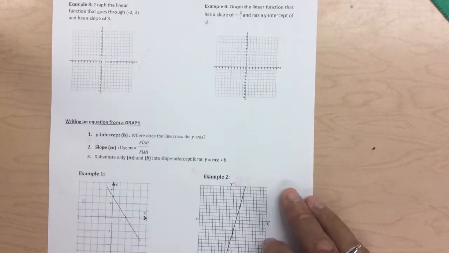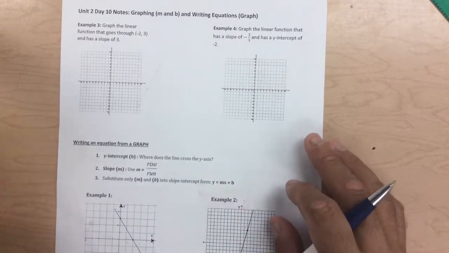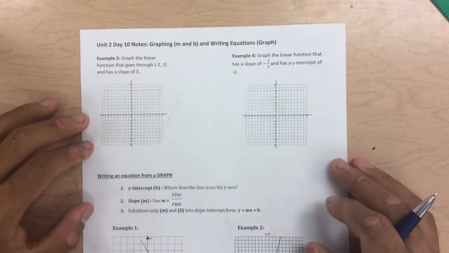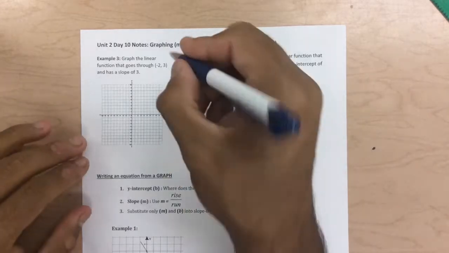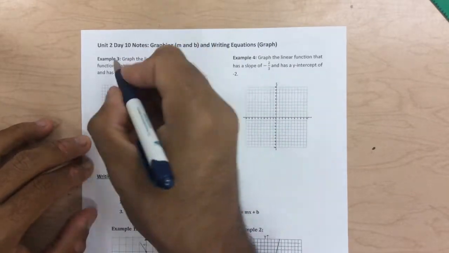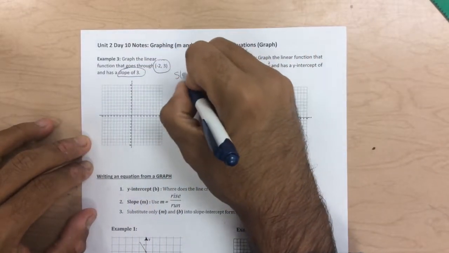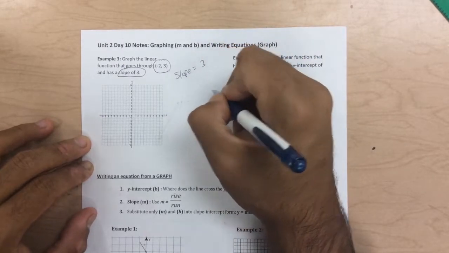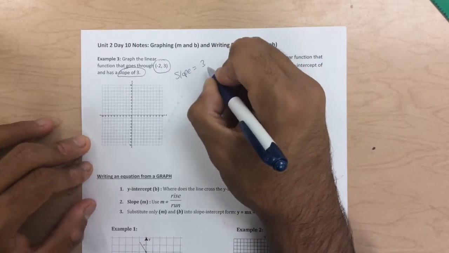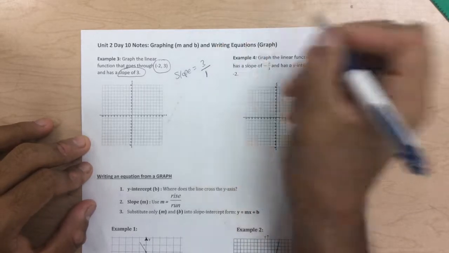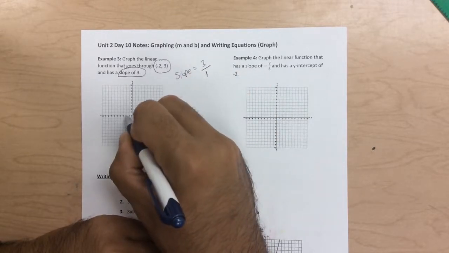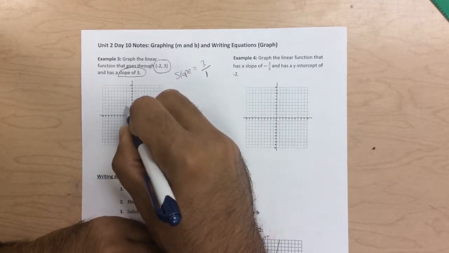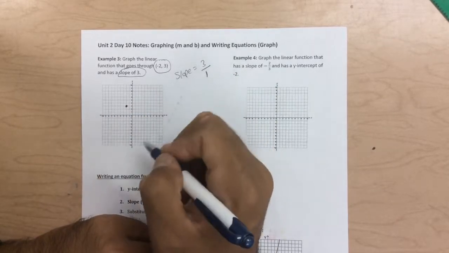Let's go ahead and flip to the back. Now, for example 3, this time they're giving me an ordered pair. It's a random ordered pair. Even though we don't have the y-intercept, it doesn't matter. They give me the point -2, 3, and they give me the slope of 3. Remember, if the slope is 3, we need to change this into a fraction. To change our number into a fraction, just put a 1 under it. The easiest way to do this is to plot this point, -2, 3, right there, and using that point and my slope, I'm going to draw my line.